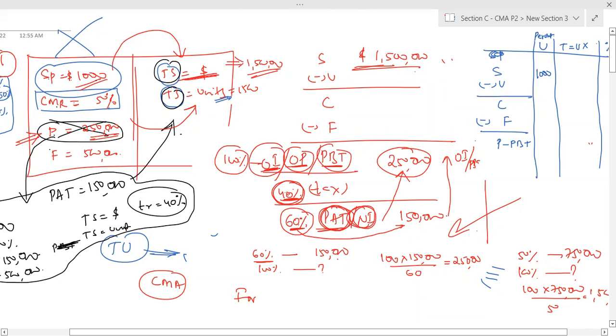The last question I have told you, no, the variable cost, direct costs are, volume will affect the direct cost. Indirect cost, volume doesn't affect. Understood?